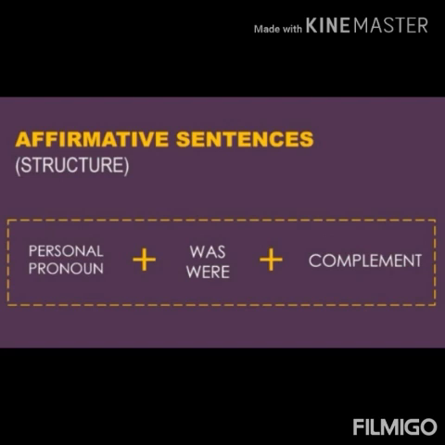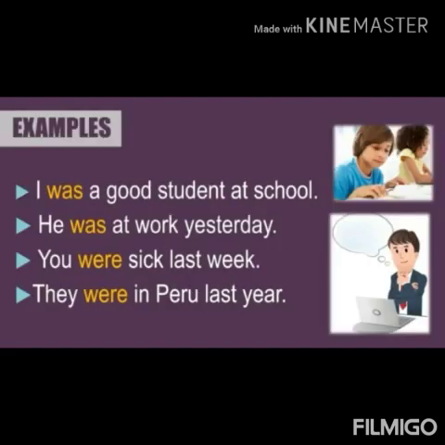Now let's see the affirmative sentences. How we can write an affirmative sentence. So I write personal pronoun like I, you, he, she, plus the verb was or were, plus the complement, the object, sorry. Now let's see some examples.